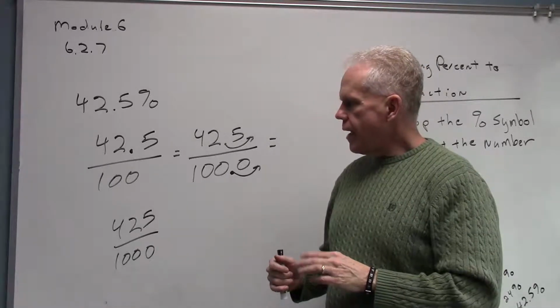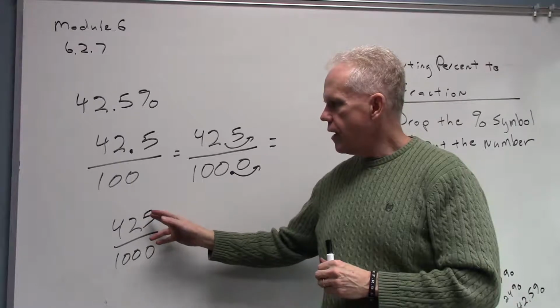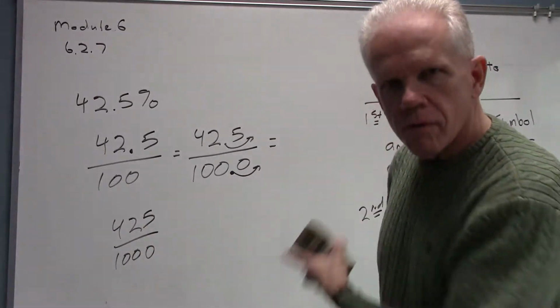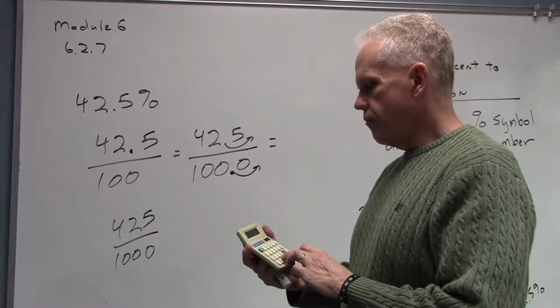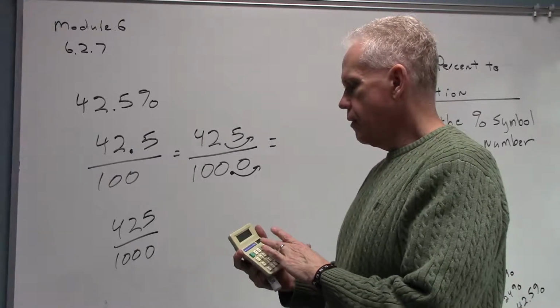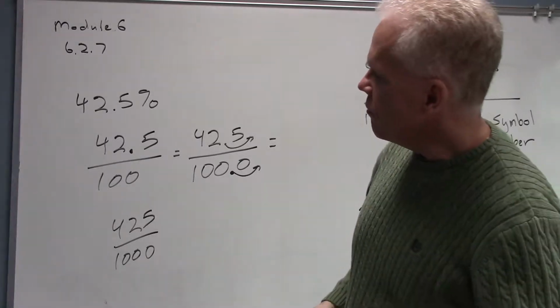I know that 25 will go into both of these. This number ends in 25. This number ends in 00. So I'm going to start out with my anti-calculator. And I'm going to, first of all, do 425 divided by 25. And that's going to give me 17.